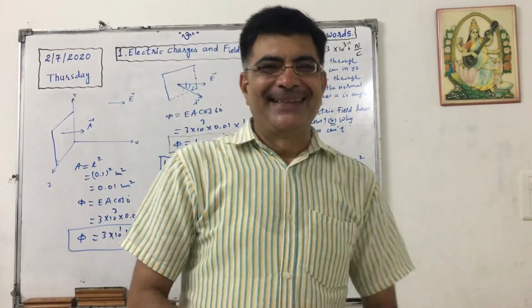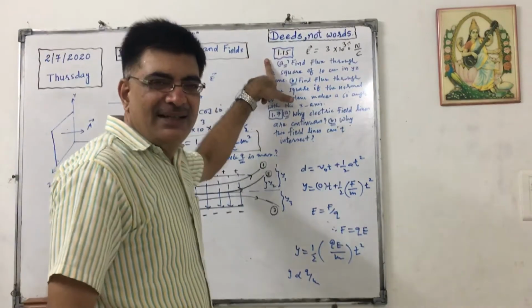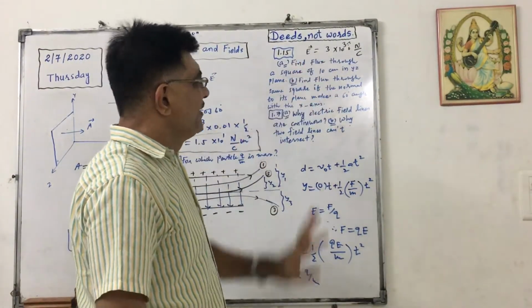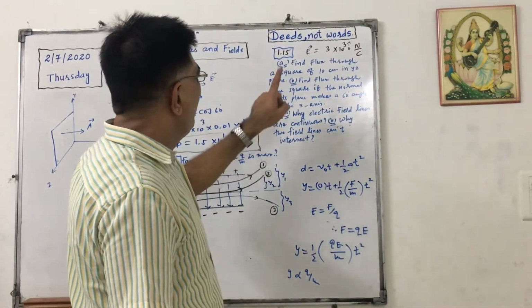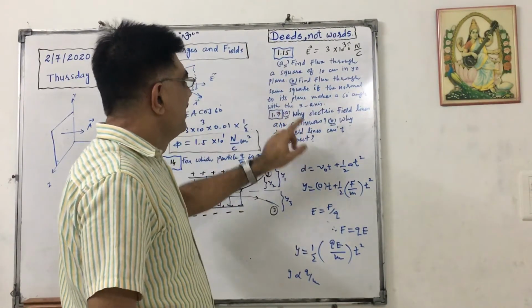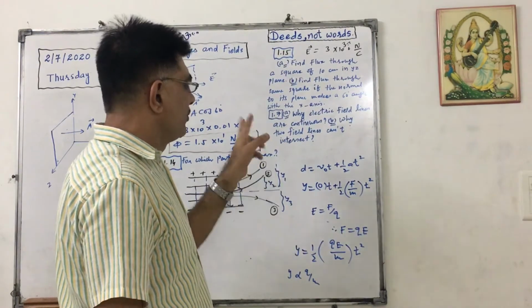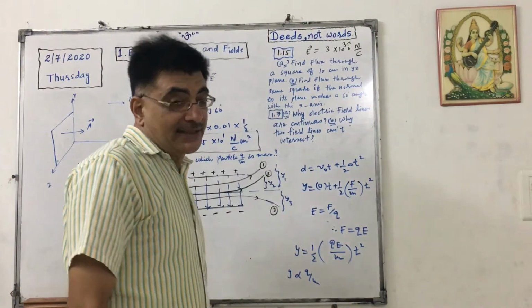Problem 1.15, NCERT textbook. The data is: electric field is given as 3 into 10 raised to 3 i cap Newton per coulomb. Find the flux through a square of 10 centimeter in the YZ plane, and find the flux through the same square if the normal to its plane makes a 60-degree angle with the x-axis.